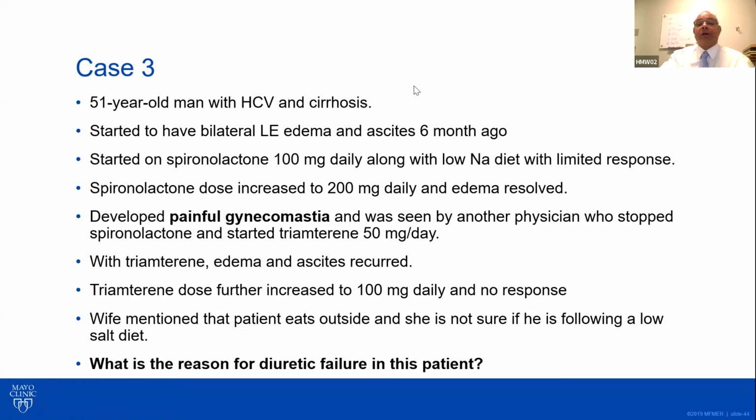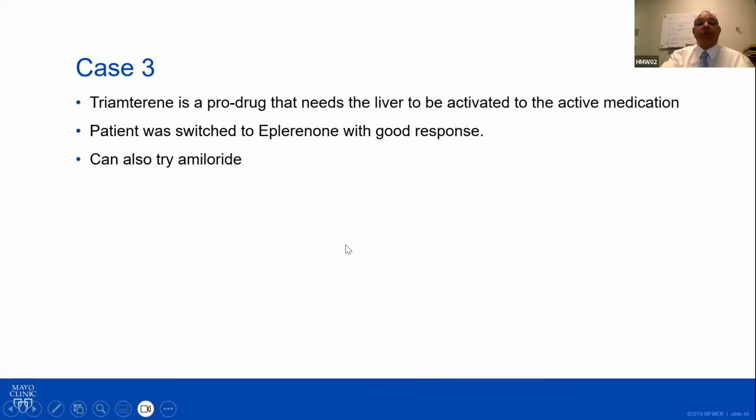So what do you think is the cause of diuretic failure in this patient who was stable on 200 milligram of spironolactone? Now he is having worsening edema and ascites. We have one response from Dr. Nawaz: the Trimethoprim is not metabolized, it's activated in the liver. So the Trimethoprim is a prodrug. You give Trimethoprim, you need the liver to convert it from a prodrug to a drug. So if there is no liver function, there is no diuretic effect, and there will be no response.